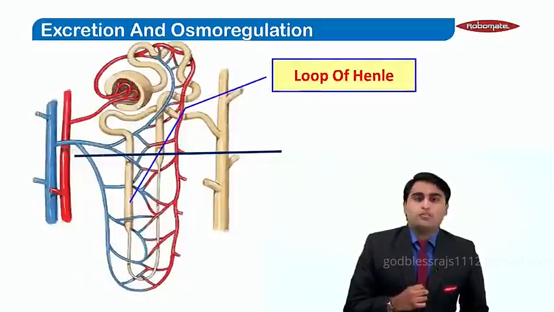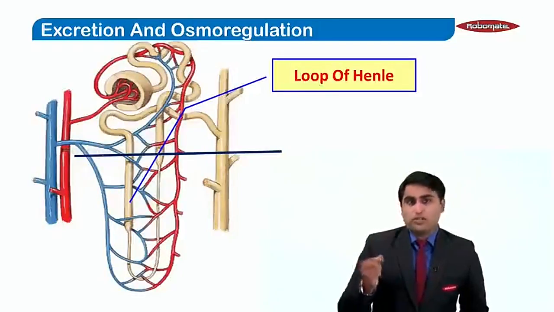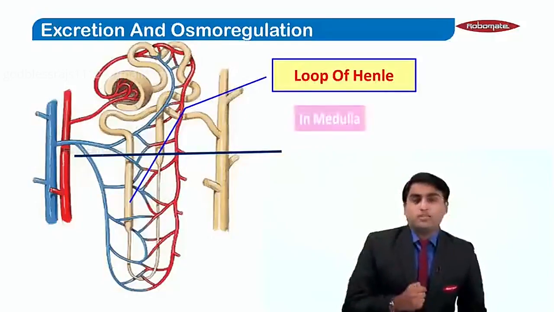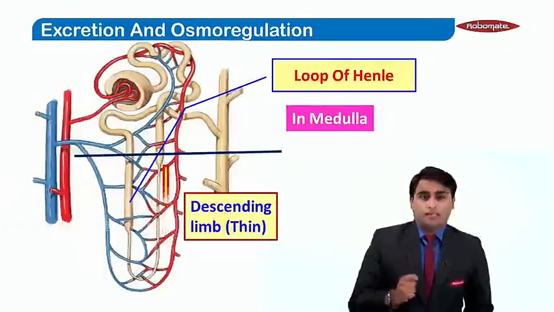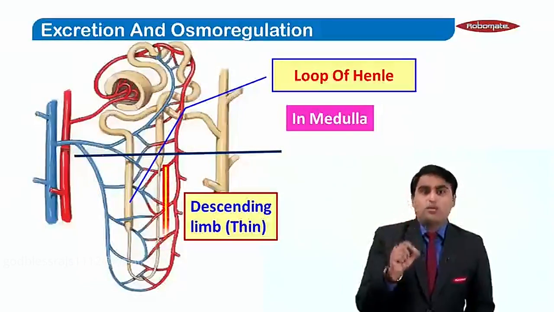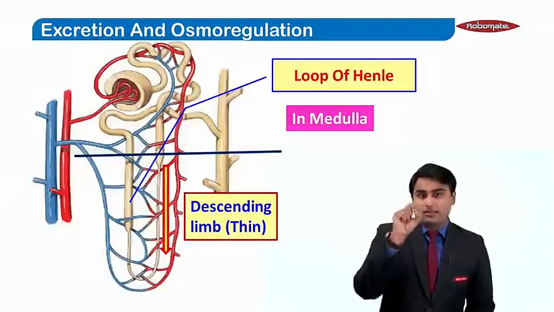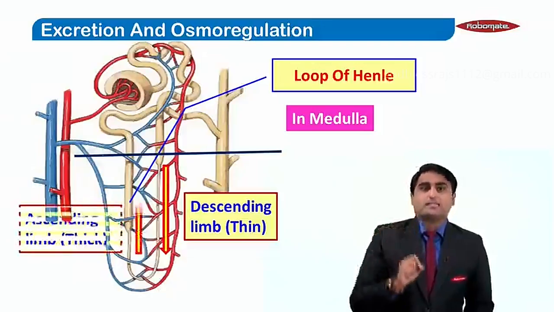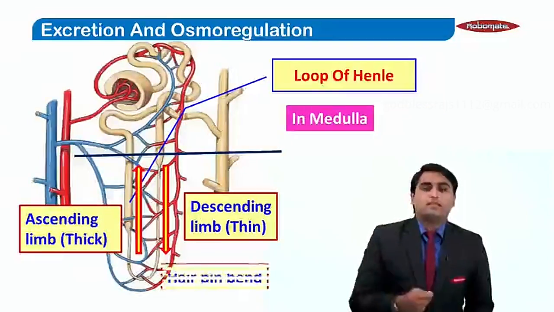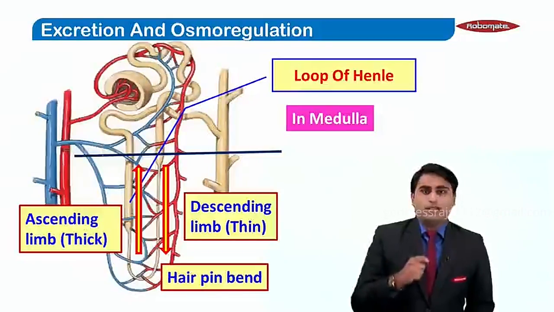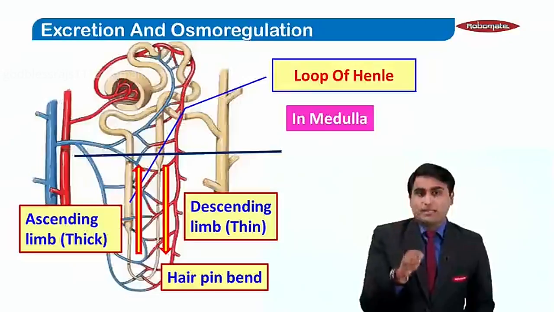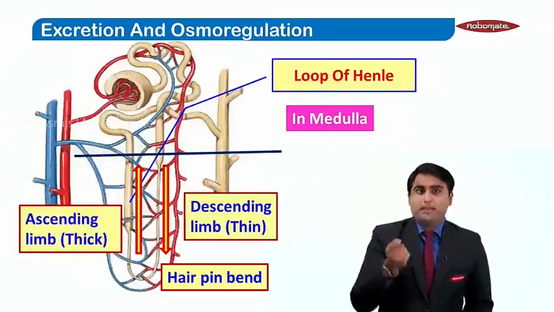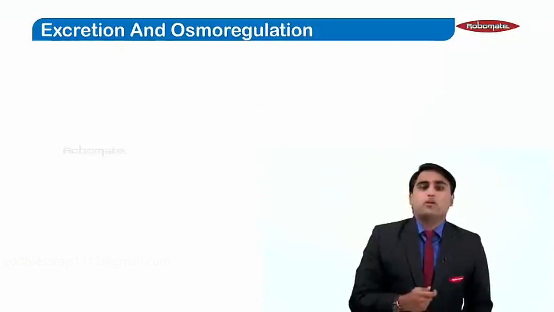Now let's see the loop of Henle. The proximal convoluted tubule continues as a U-shaped structure, the loop of Henle. It is present in the medulla, and it has three parts. The proximal convoluted tubule continues as the thin descending limb, then there is a hairpin bend, and then it continues as the thick ascending limb. So this is about the loop of Henle.